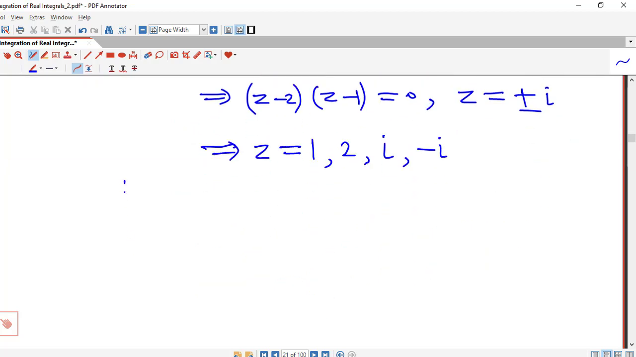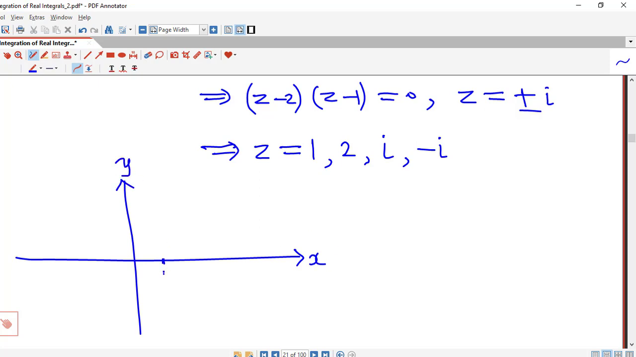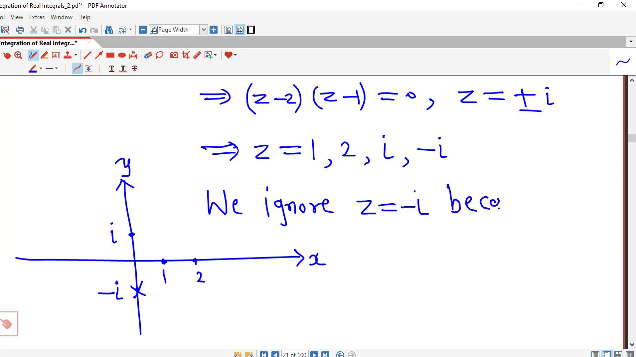So we can observe that z equal to 1 and 2 are on the real axis. Suppose this distance is 1, then z is 1, 2, i will be somewhere here and minus i is here. So i is in the upper half plane, 1 and 2 are on the real axis, and minus i is in the lower half plane. So we ignore minus i because it is in the lower half plane.